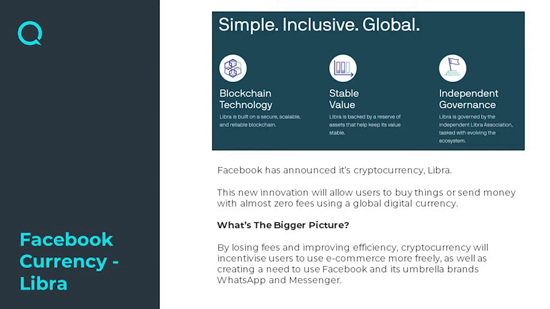As you mentioned before, Facebook's Libra. So this will be cryptocurrency run by Facebook. It'll allow you to send money with almost zero fees. It'll also allow you to buy through Messenger, through Facebook, and other umbrella brands as well, and obviously through Instagram as well. This will be its own currency, so it'll be very, very interesting.